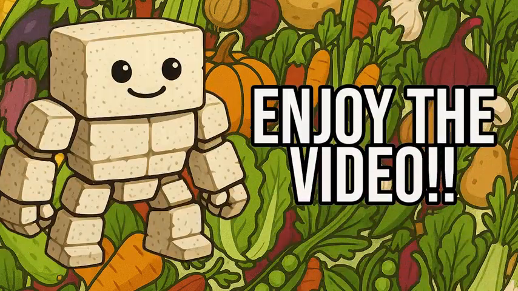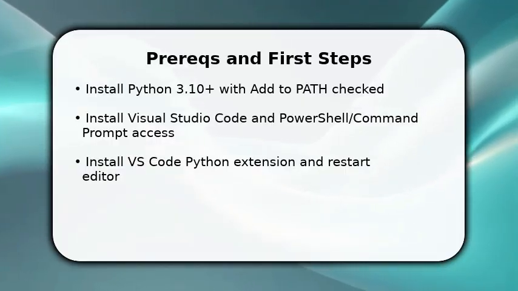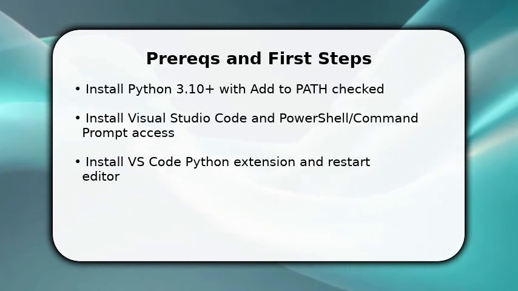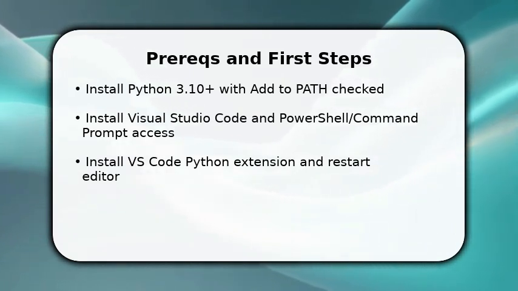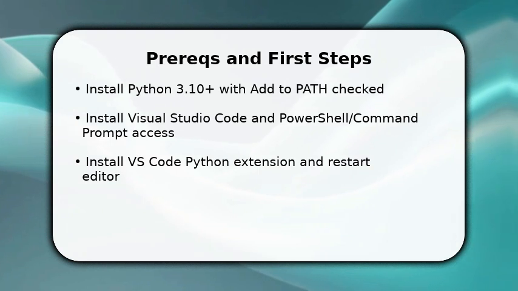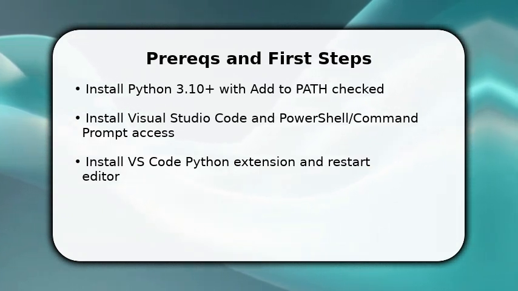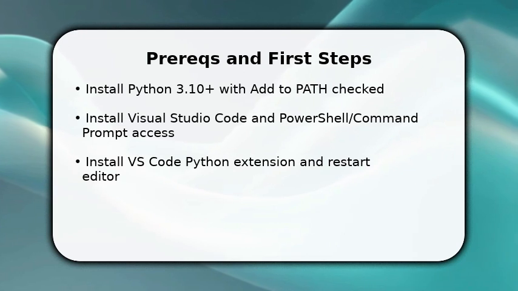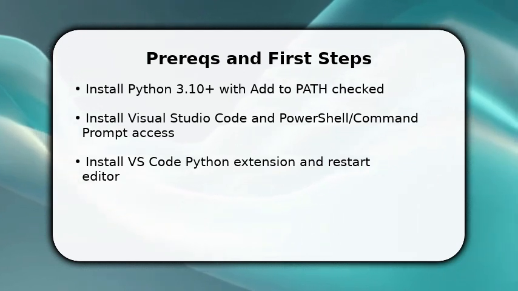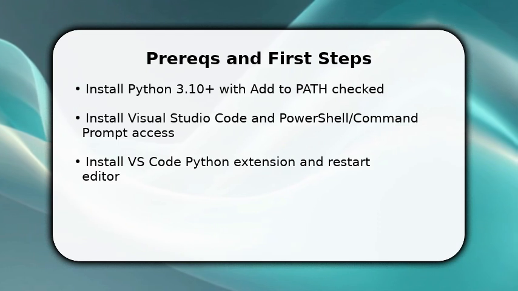Please enjoy the video. You start by ensuring Python 3.10 or later is installed and added to path. This makes the interpreter globally available. Next, install Visual Studio Code and the official Python extension so VS Code recognizes interpreters and linting.